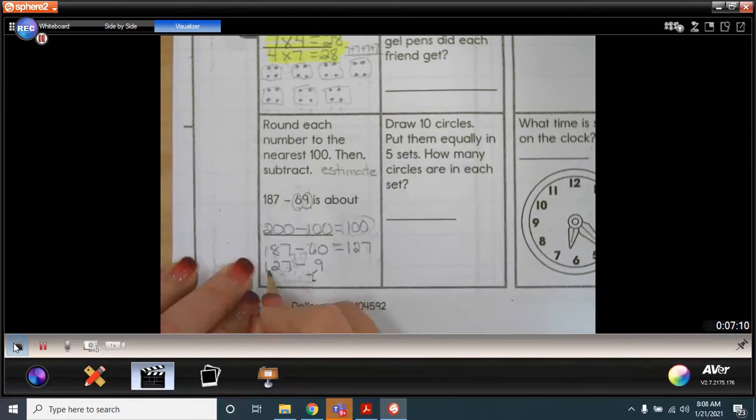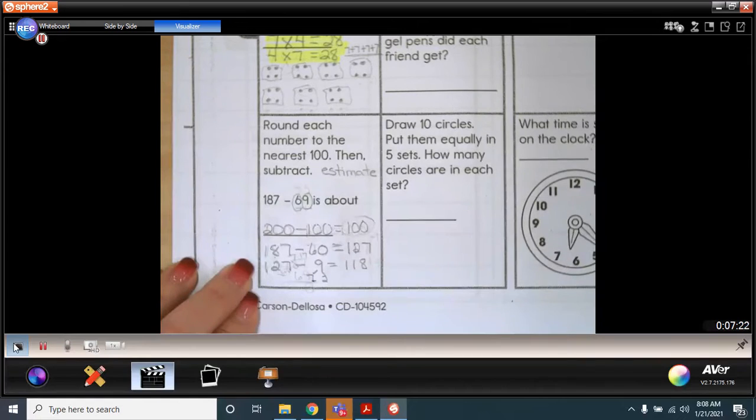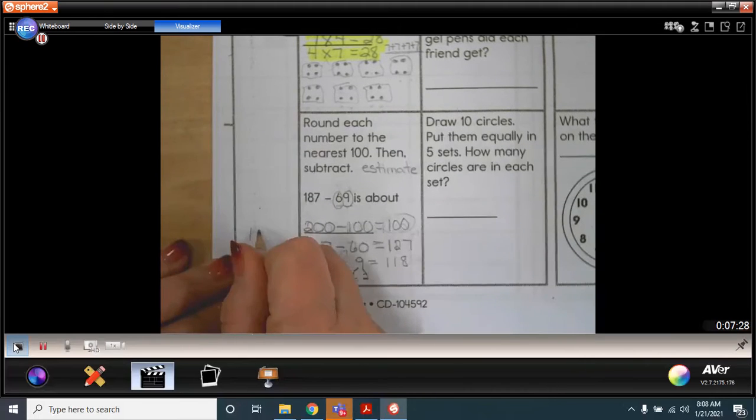That would leave me 120. And then I could subtract 2 more from 120, and that would give me 118. Now, let's take a look at how to subtract it using our algorithm.